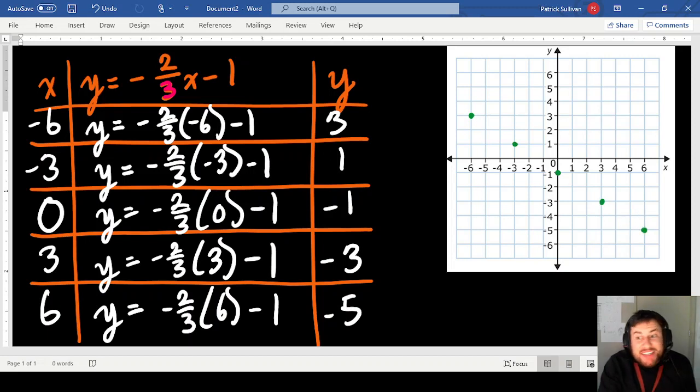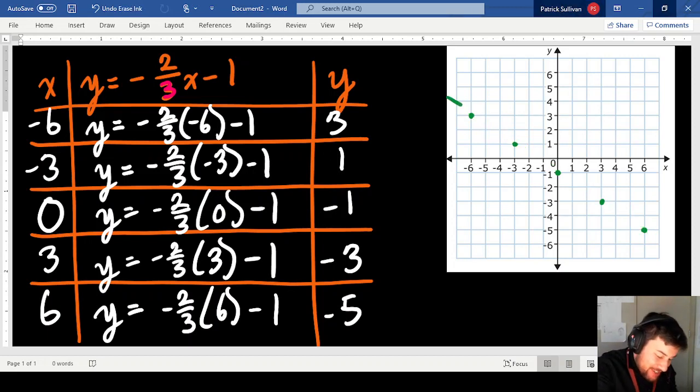Again, I'm not done. My final step is that I need to draw a straight line. Oops. Try it one more time. It's a little hard to do on the computer. Try and get it as clean as I can. There we go. Not perfect, but pretty close.